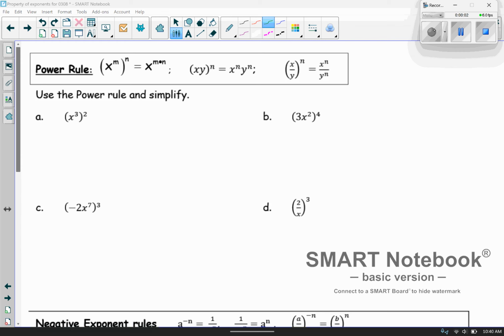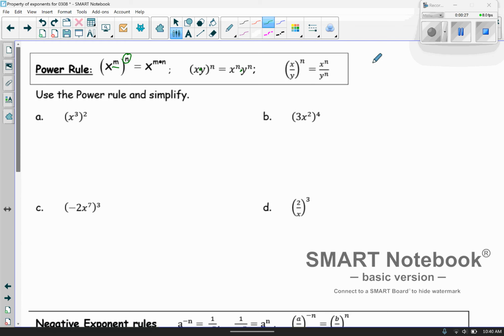Now we're going to look at the power rule. So when you have a power raised to a second power, you're actually going to multiply those together. Also, inside the parentheses that's being raised to a power, if there's something being multiplied together, both of those items will receive that power. Same thing if you have a quotient going on, everything inside the parentheses will get the power.